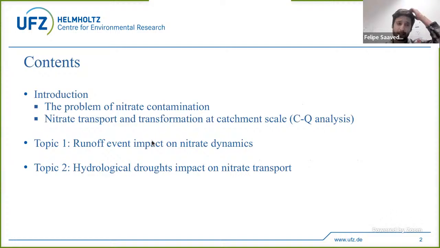But first, the contents of this presentation. First, I will introduce the problem of nitrate. I want to convince you that this is an important issue worldwide. And then we will look at the dynamics of nitrate at catchment scale. How do we analyze this? And my two topics that I have analyzed so far are the impact of runoff events in nitrate dynamics, and also the impact of hydrological droughts in this nitrate transport. And so first, yes, nitrate is an issue.